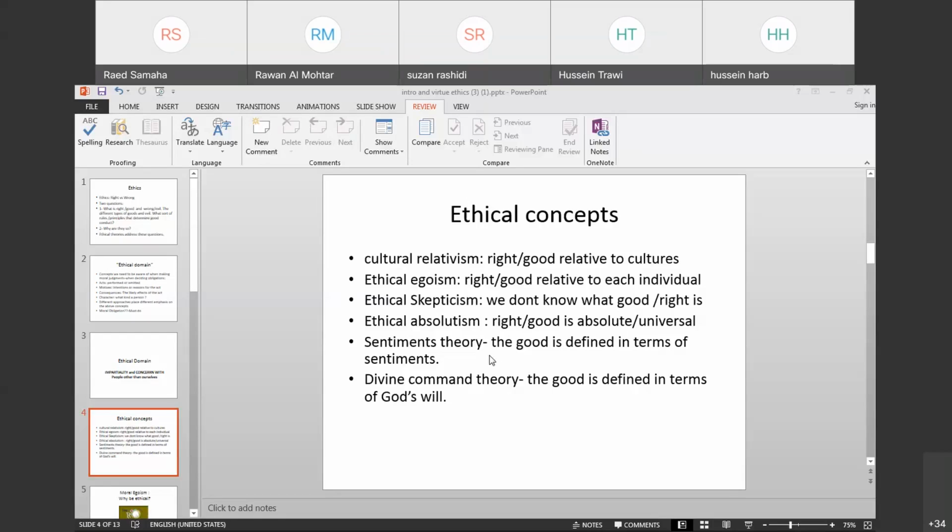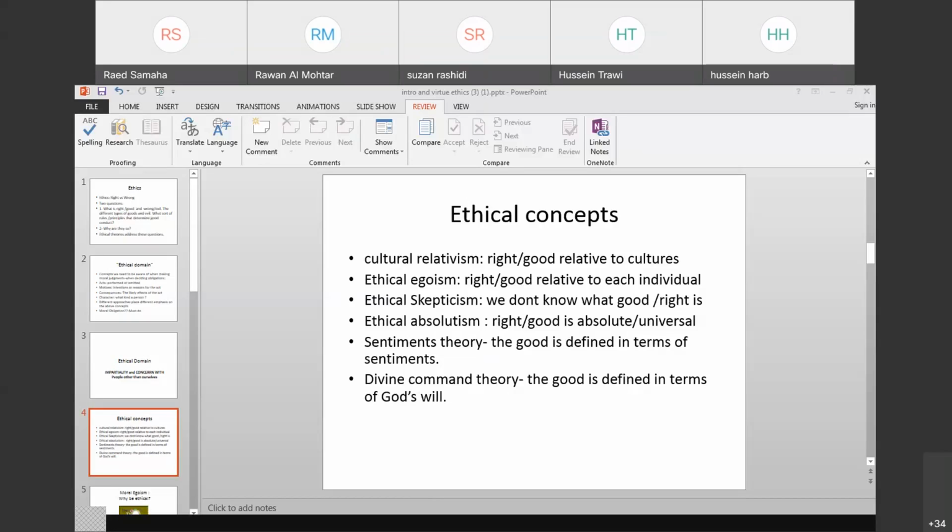Okay, maybe two more. I'll share two more theories, two more approaches with you. Sentiment theory. The sentiment theory is, again, also a kind of troublemaker.